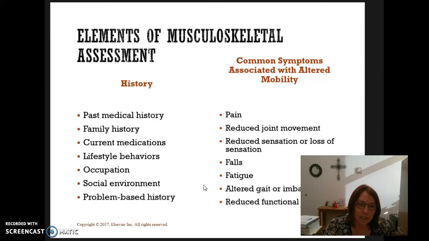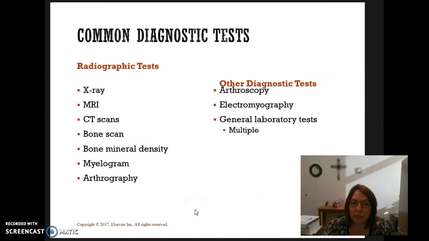Elements of the musculoskeletal system, you're learning in your assessment course. Now this becomes more of a focused assessment when we're looking at that system, especially when patients are having pain, reduced joint movement, reduced sensation, falls, things like that. These are questions that we're going to ask our patients. We also want to know about their medical history, their current medications, lifestyle behaviors, etc. This goes along with our assessments to do a thorough job in assessing the patient's mobility status.